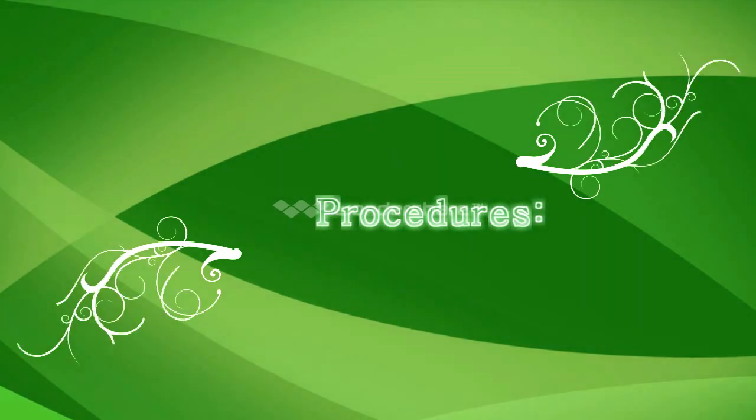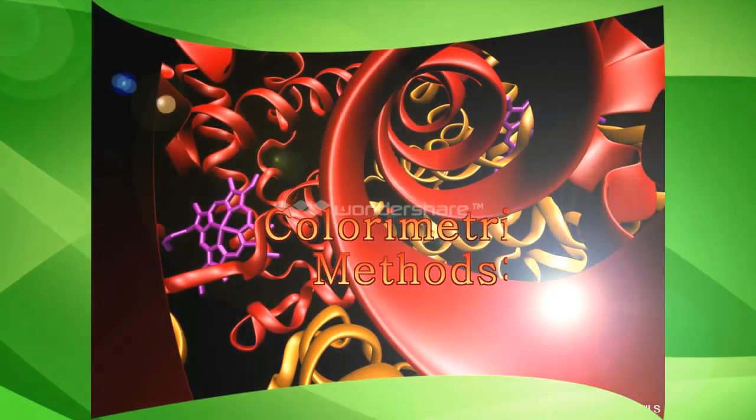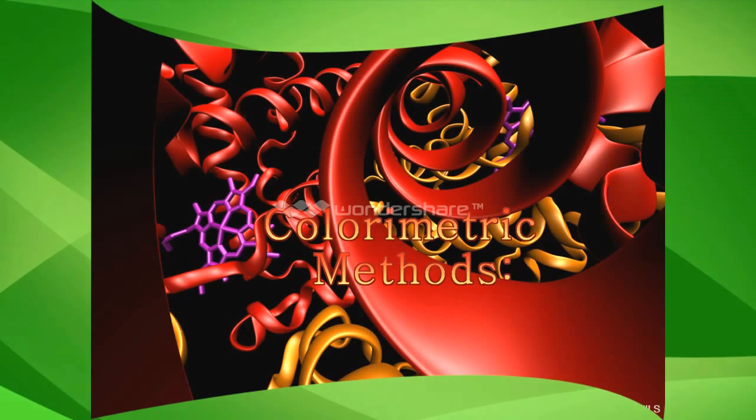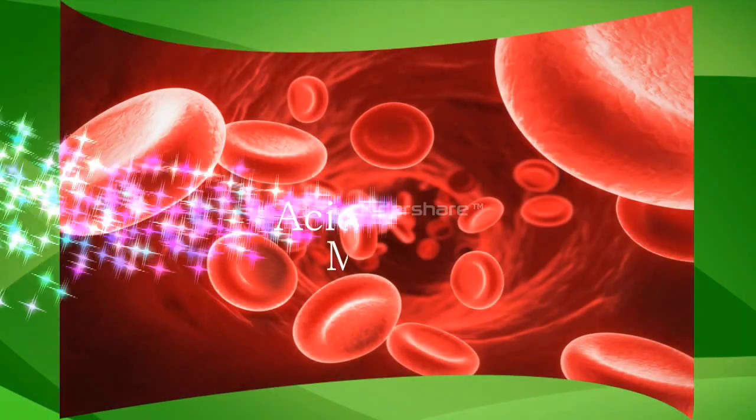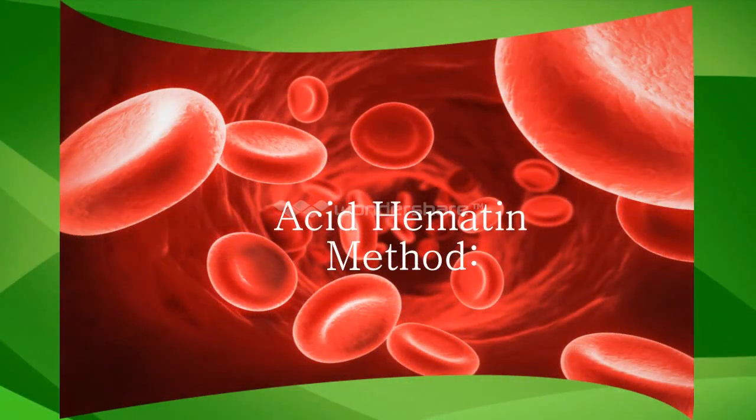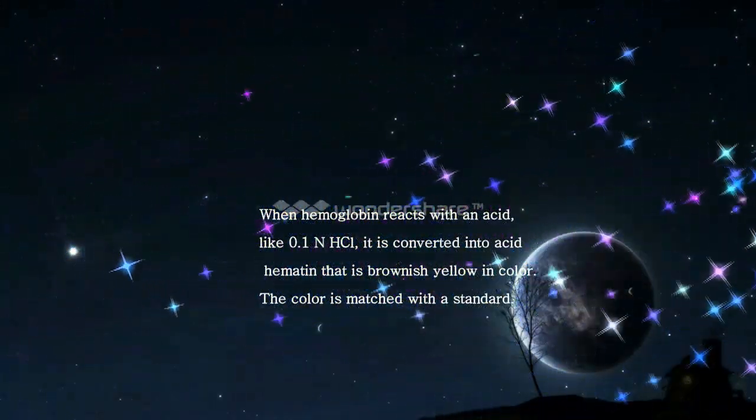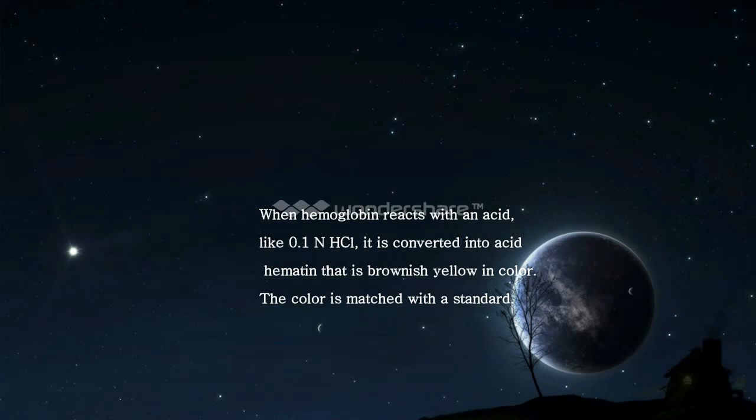One method that can be used in hemoglobin determination is the colorimetric method. Under the colorimetric method is the acid hematin method, which has the principle that when hemoglobin reacts with an acid like 0.1 normal hydrochloric acid, it is converted into acid hematin that is brownish yellow in color. The color is matched with a standard.